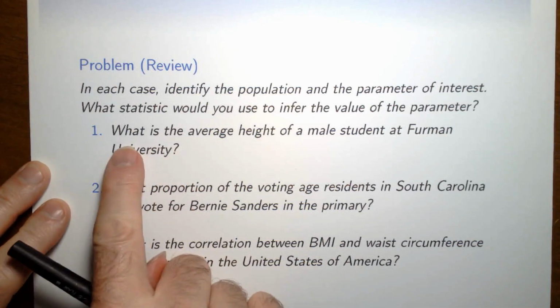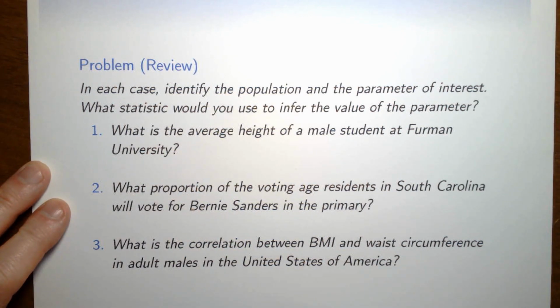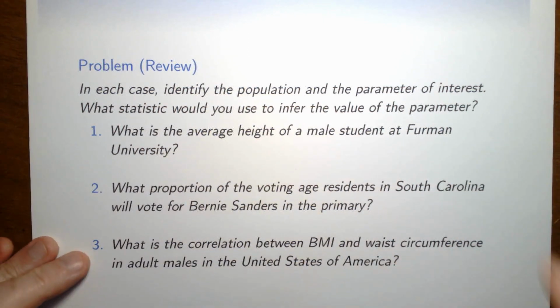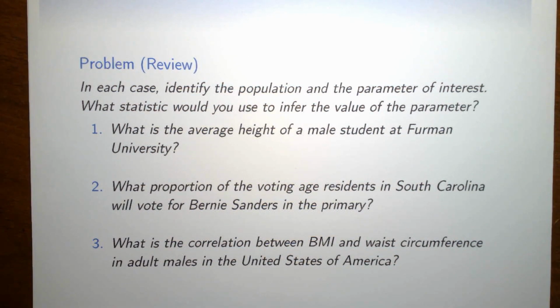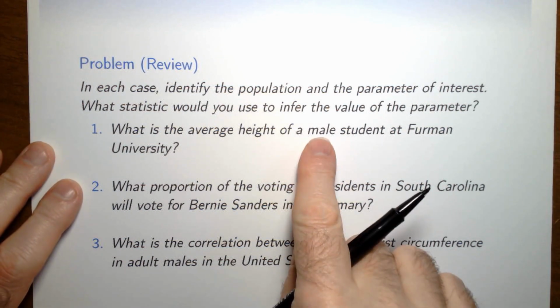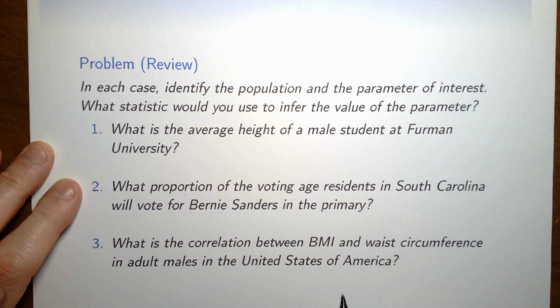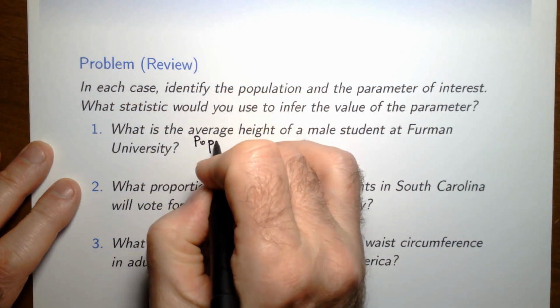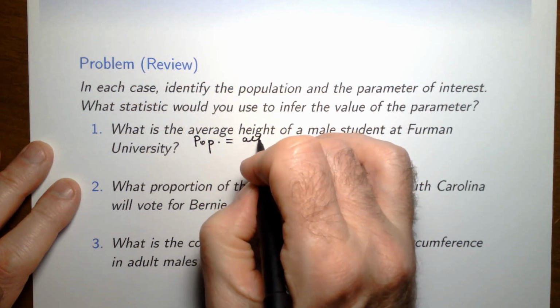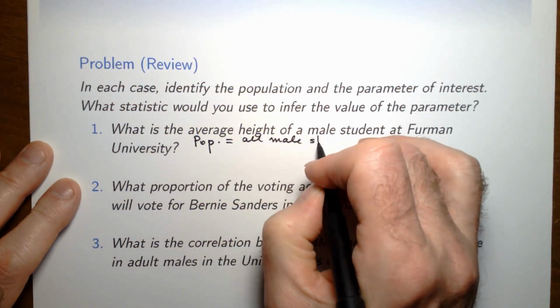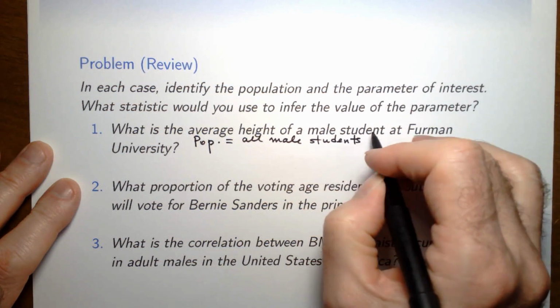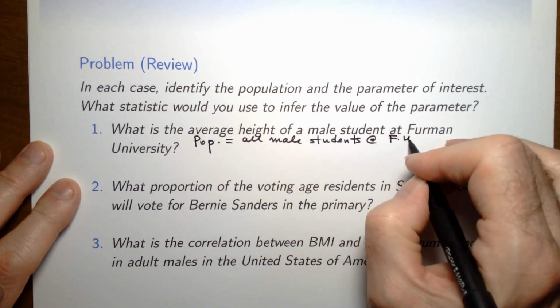All right, so the first question asks us, what is the average height of a male student at Furman University? And remember, we're going to try to identify the implied population, the implied parameter of interest, and then we're asked to identify the statistic we would use to infer the value of the parameter. So the implied population, it seems to me, is the population of male students at Furman University. So we're going to say that the population consists of all male students at good old Furman University.